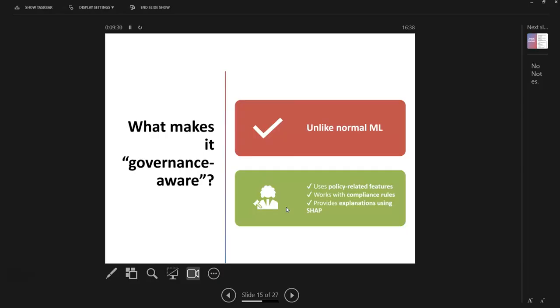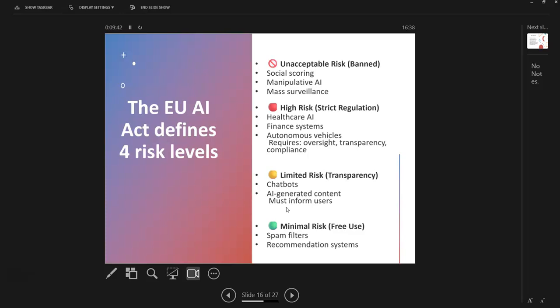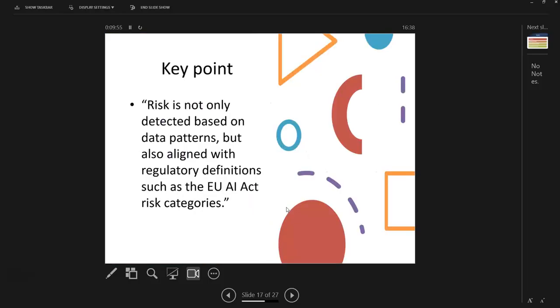Unlike normal machine learning, these policy-related features are a very different job, and you need to work with compliance with the rules. We have the EU rules. Some risks are unacceptable, like social scoring and manipulative AI. Some are high risk, like healthcare. Some are limited risk, like chatbots. And some are minimal risk, like spam filters. The key point is that risk is not only detected based on data patterns, but also aligned with regulatory definitions, such as the EU AI Act and its risk categories.